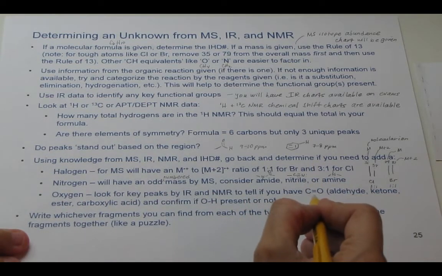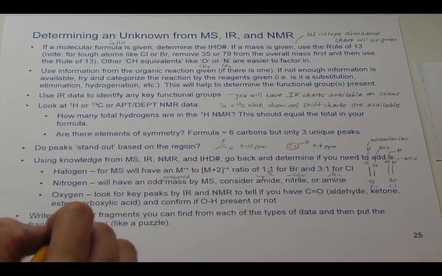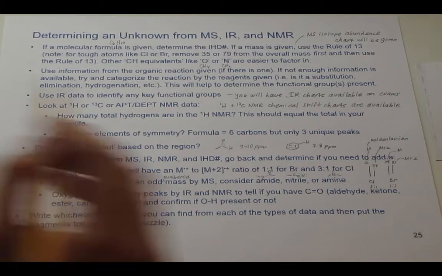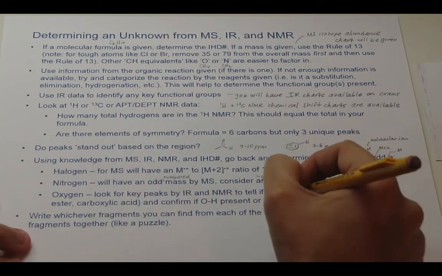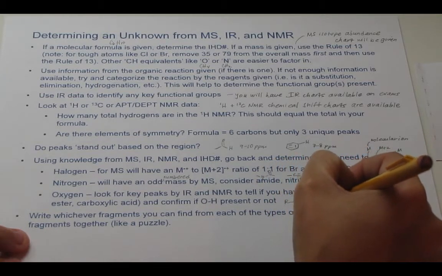So if you see a carbonyl peak by either C13 or IR, then you'll know that you may have an aldehyde, ketone, ester, or carboxylic acid. And if you don't have a carbonyl group, then you could have an OH, or you can have an ether, or your other two possibilities.